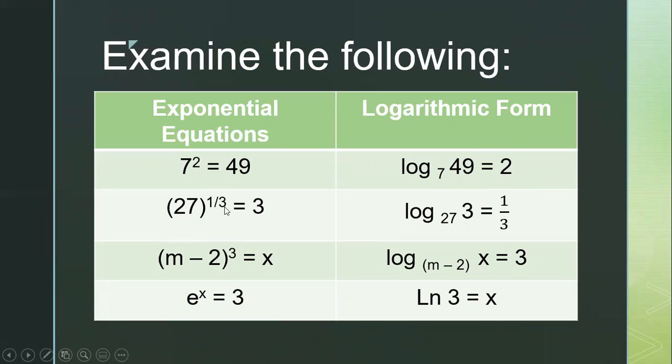Okay, so if we have 27 raised to 1/3 is equal to 3, then in terms of logarithmic form, the logarithm of 3 to the base 27 is equal to 1/3, okay? So in short, finding the cube root of 27, that is equal to 3. That's the value here, okay? The next, if we have the quantity m minus 2 raised to the third power is equal to x, then that is equal to the logarithm of x to the base m minus 2 is equal to 3.